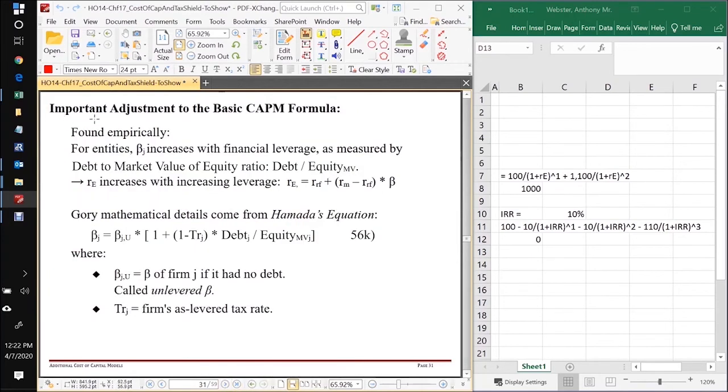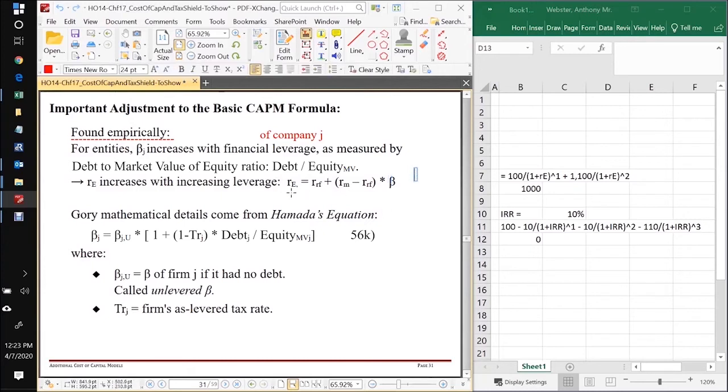So there's one important adjustment we need to know about to the basic CAPM formula. It's found true empirically that the beta, the slope in this regression of returns of stock J to the market, increases with the financial leverage of company J, if we measure leverage by debt to enterprise value, which you remember hopefully from ratio analysis is our debt divided by debt plus market value of equity, okay?